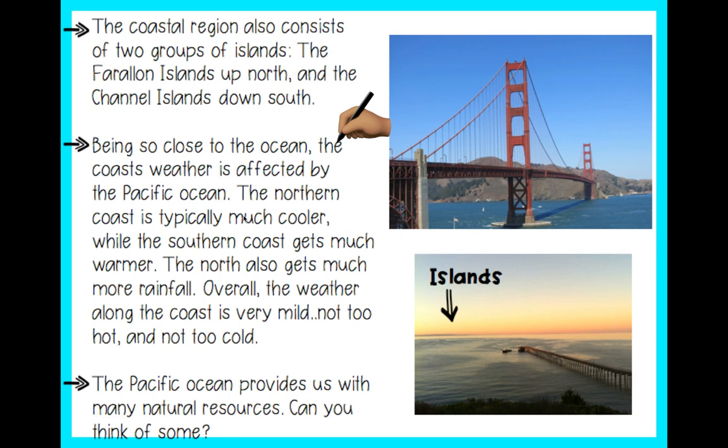The coastal region also consists of two groups of islands. The Farallon Islands, which are up north, and the Channel Islands, which are down south. That is a very important detail, so make sure you write that down.